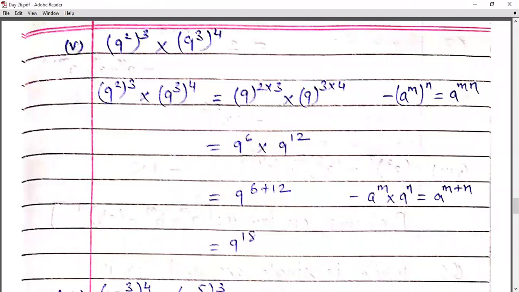Part 5, 9 raised to 2 the whole raised to 3 multiply 9 raised to 3 the whole raised to 4. Again, here 9 raised to 2 the whole raised to 3 will be written as 9 raised to 2 into 3. Law कौन सा लगा? a raised to m the whole raised to n, it is equal to a raised to mn, power multiply हो गए.